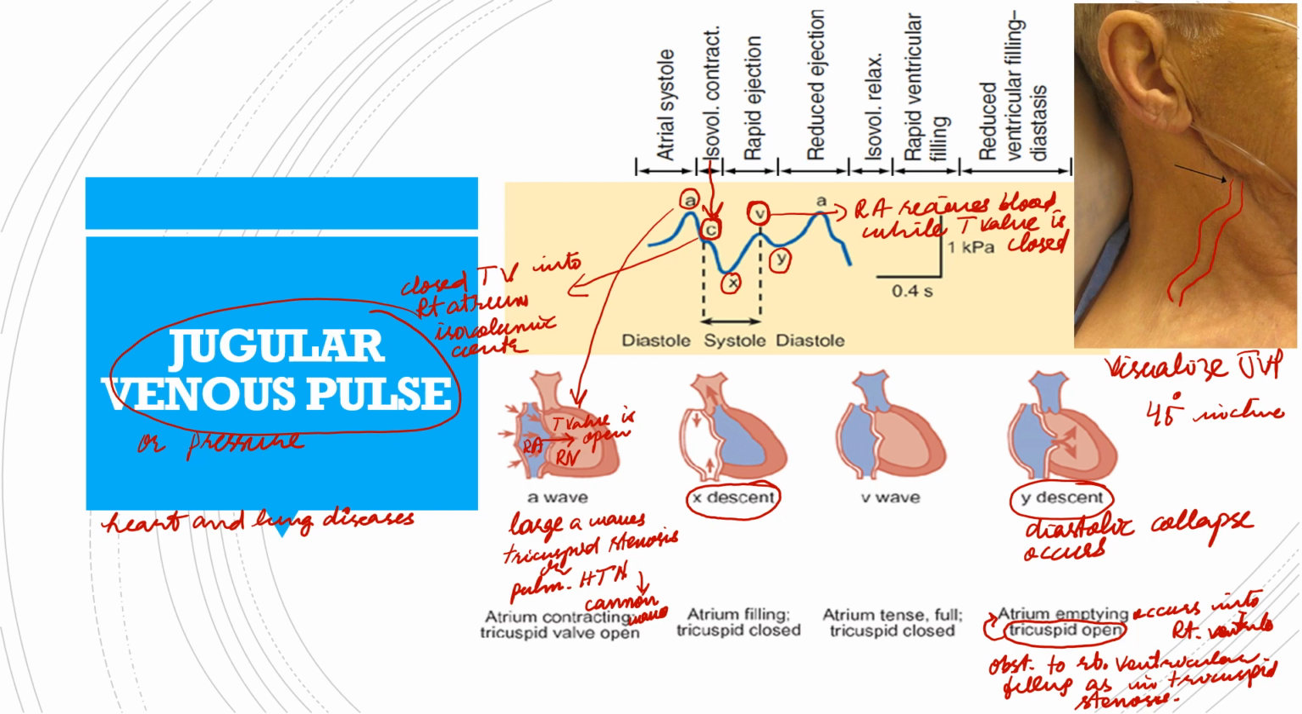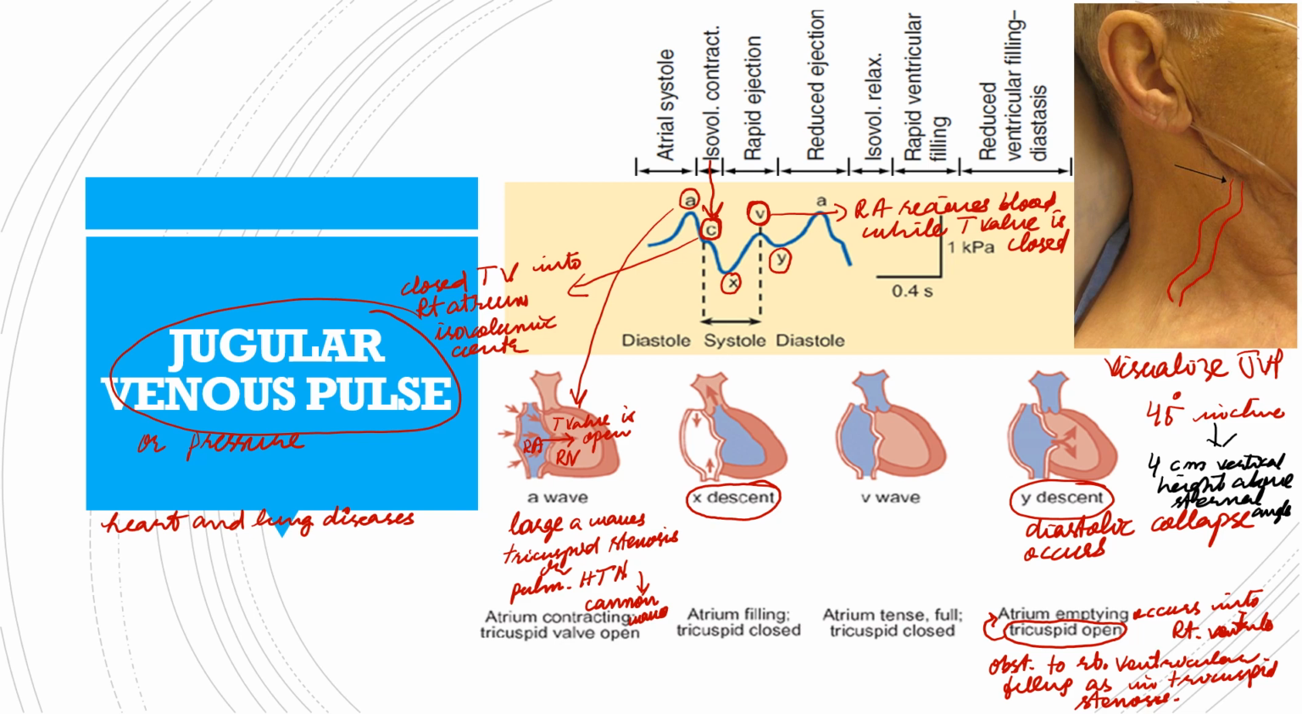In healthy people, the filling level of the jugular vein should be less than 4 centimeters vertical height above the sternal angle.